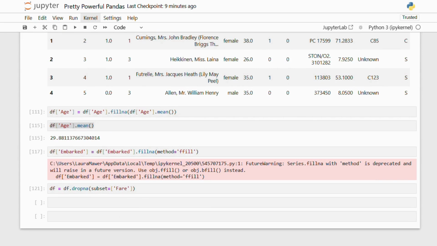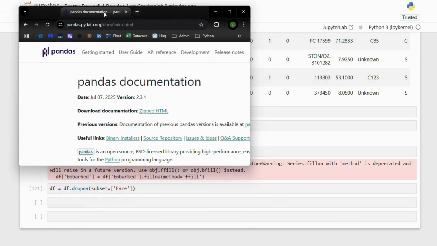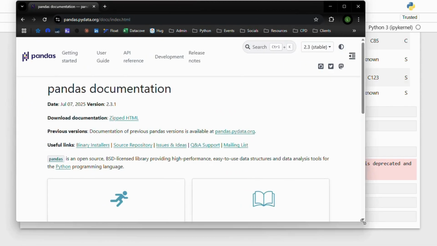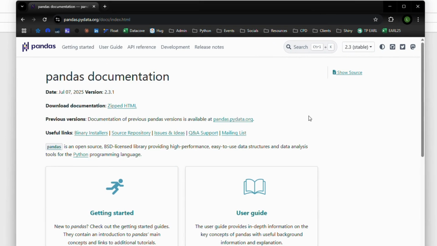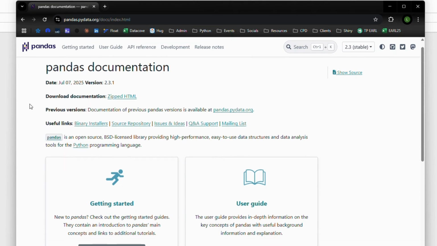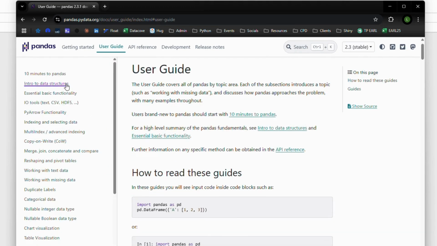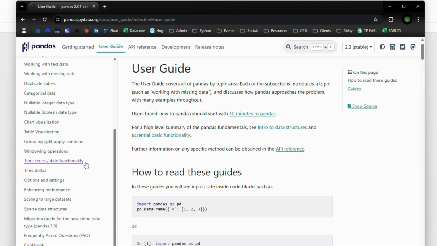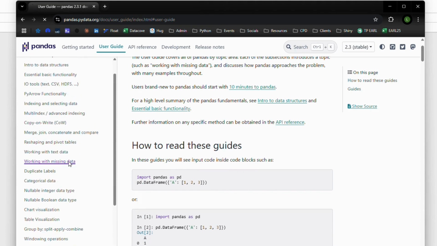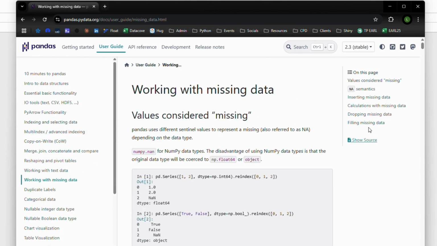Cool. Now, this might seem quite crazy. There's a lot of ways to do this, and if you're ever unsure, and this is something we really haven't spoken about, please go to the documentation. If you just search pandas documentation on Google or whatever, the documentation will pop up, and if you check out the user guide, you've got all of these things that could help you. And if we scroll down to, where was it? Working with missing data. There we go. You've got all of this information that you can refer back to.